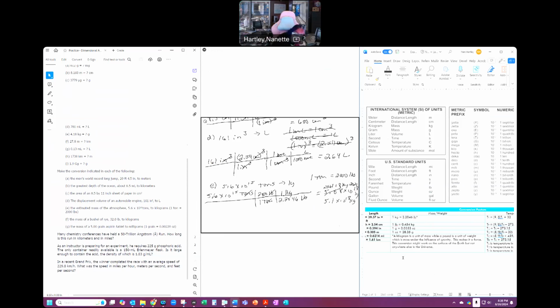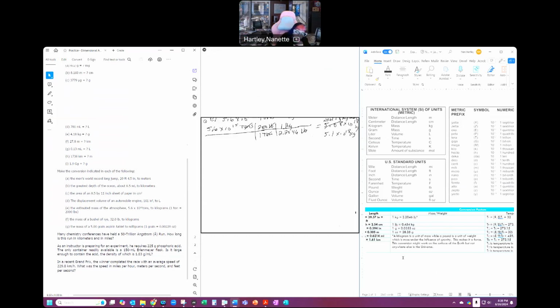Okay, so that's E. Let's talk about F. The mass of a bushel of rye, 32.0 pounds to kilograms. Didn't we just talk about this conversion factor? We did. Awesome. So 32.0 pounds.